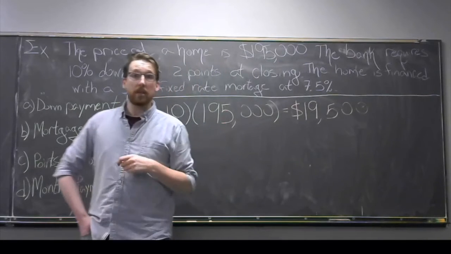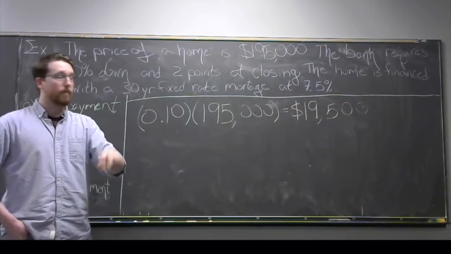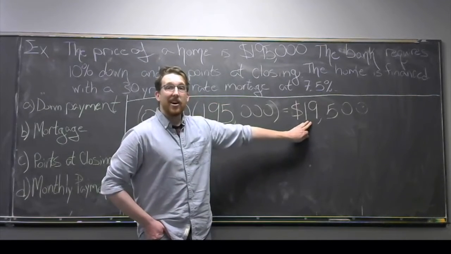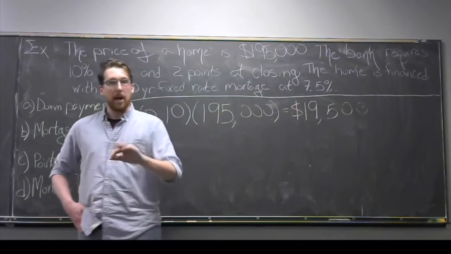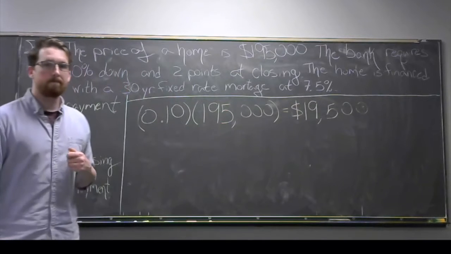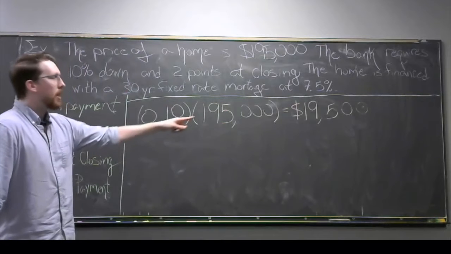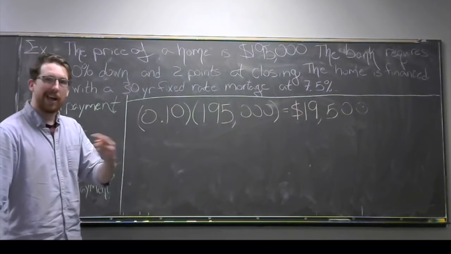So what the bank wants us to pay off up front is $19,500 out of pocket. Cool. This is the down payment. This is A.